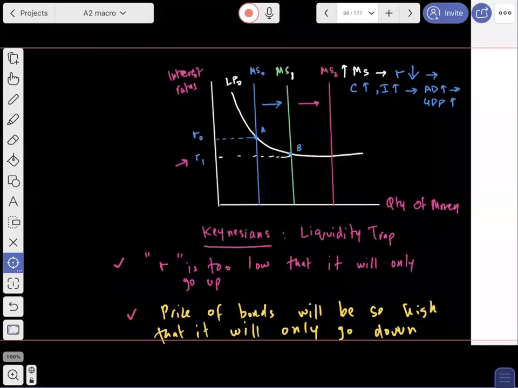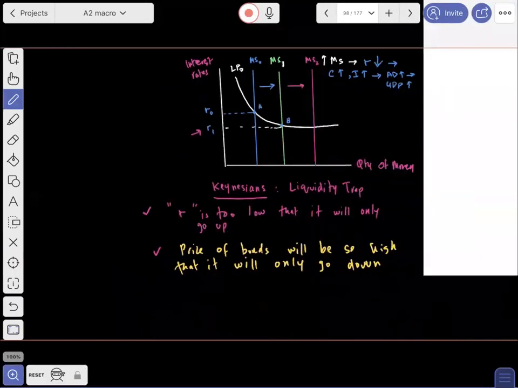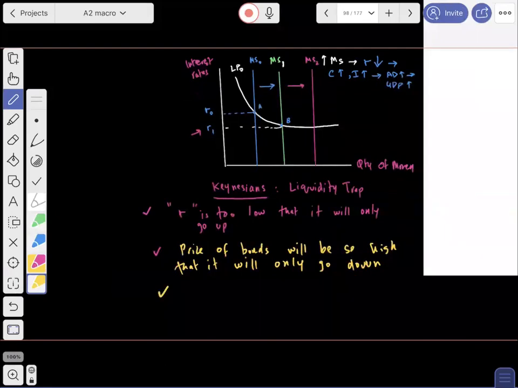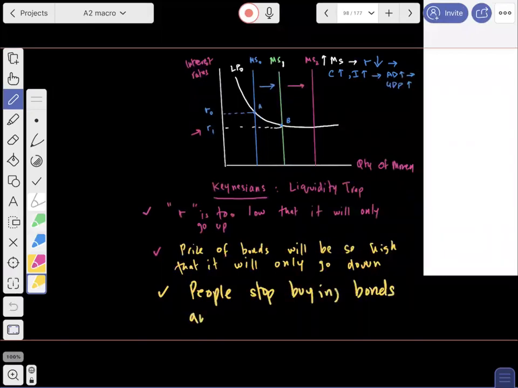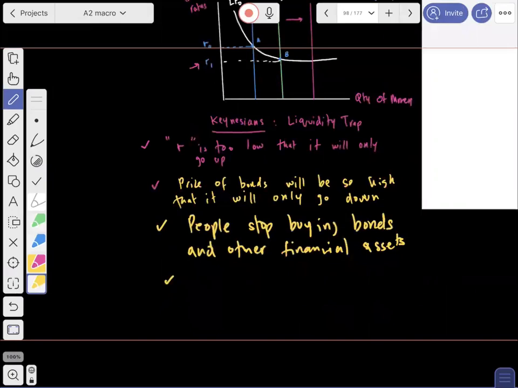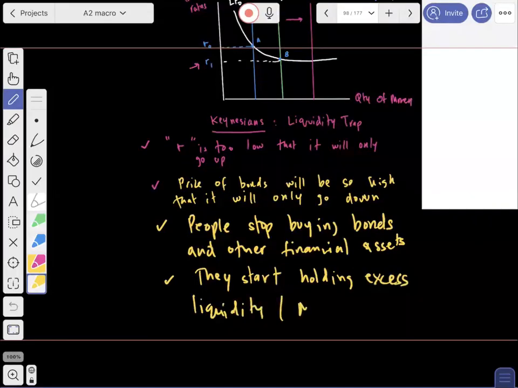So what happens basically is that when people stop buying, let me write this: price of bonds will be so high that it will only go up. People stop buying bonds and other financial assets, and they start holding the excess liquidity. Why do we have this excess liquidity? Because money supply is going up.